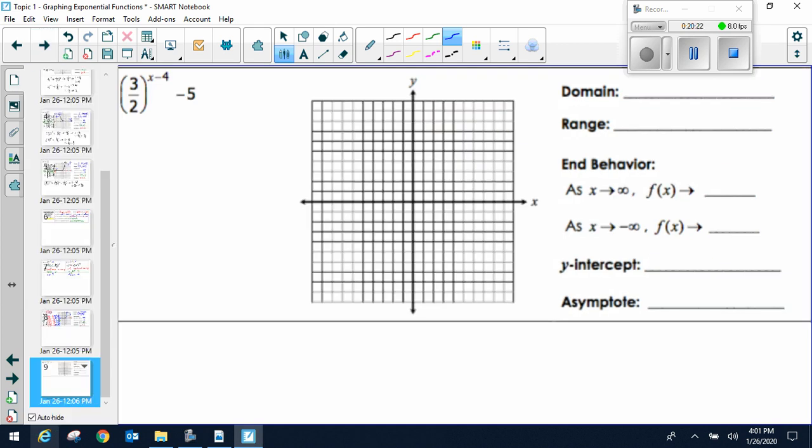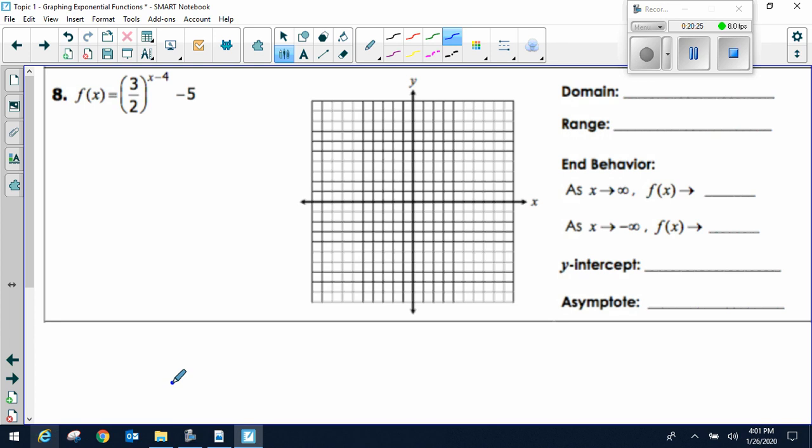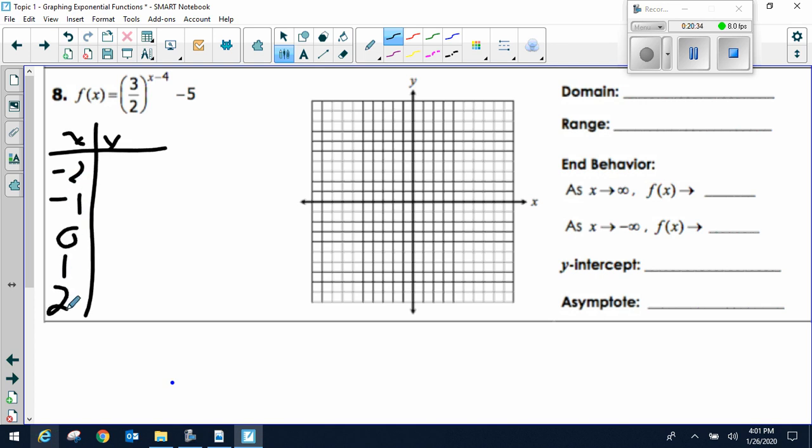And last one. All right, so same idea. Parent function is 3 over 2 to the x. So 3 over 2 would give 4 over 9, 2 over 3, 1, 3 over 2, and 9 over 4. Okay. But then you have two things going on. Your x is now shifted left 4 units. So now let's make that happen.